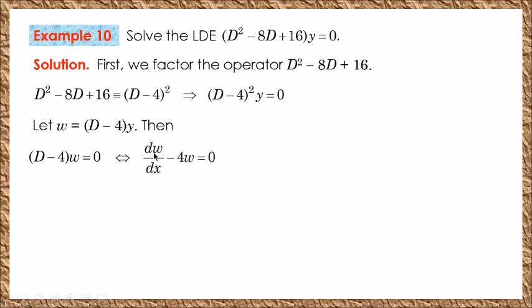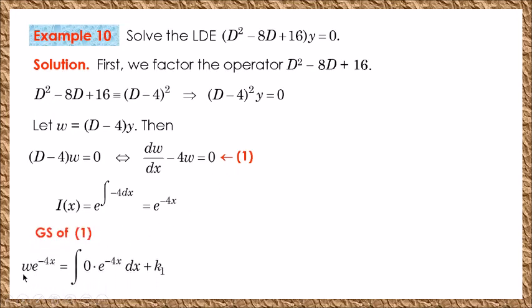Equivalently, this is the derivative of w with respect to x minus 4w equals 0, which is an LDE or a separable DE. So the integrating factor is e to the integral of negative 4 dx, so e to the negative 4x. The general solution of 1 is given by w e to the negative 4x equals the integral of 0 times e to the negative 4x dx plus k sub 1. So this is 0, so we have k sub 0 plus k1. The integral of 0 is a constant. Let this be k sub 2. Isolating w, we have w equals k sub 2 e to the 4x.